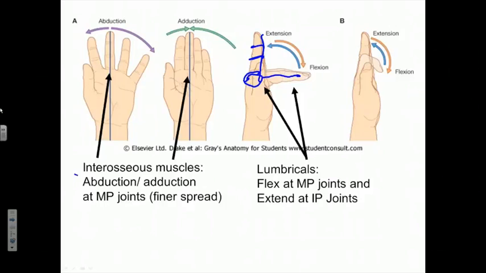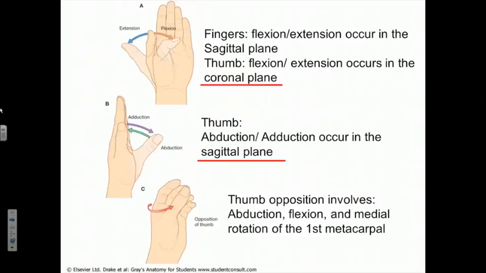And we know that the abductors and adductors of the fingers were interosseous muscles, and muscles that played a key role in specifically flexing the fingers at the MP joints and extending at the IP joints were the lumbricals. So now let's make the comparison of thumb movements.